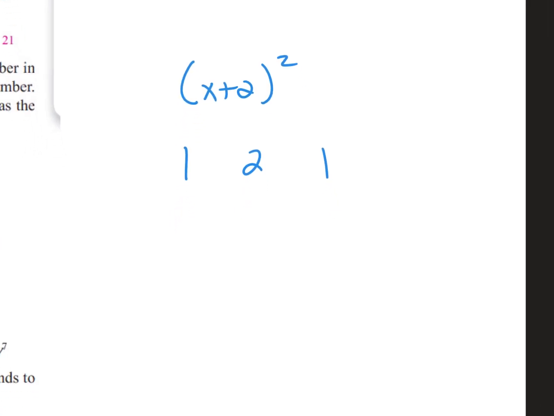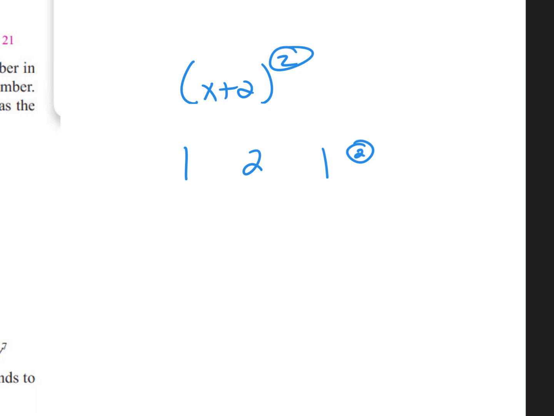But what you need to remember is when you expand a binomial to the second power, like x plus 2, right? Say it's to the second power. That would be the second row of Pascal's triangle. So we write 1, 2, 1. That's all you need to remember, because when you talk about Pascal's triangle, this is how we build it. That's when the exponent is to the second power.